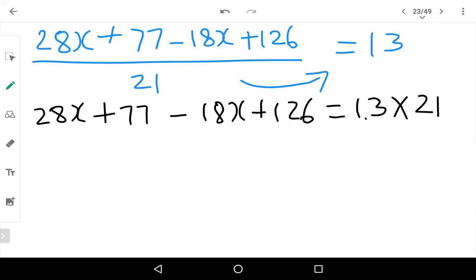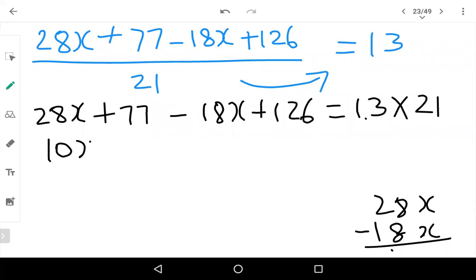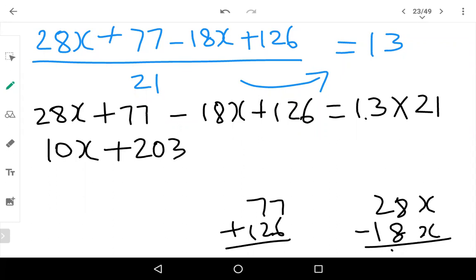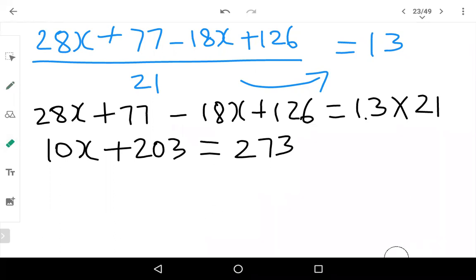Now 28x minus 18x will give me 10x. So 10x, then 77 plus 126 will give me 203. I'm just simplifying the variables. Is equal to 13 into 21, which gives 273. Now, we will take 203 to the other side.